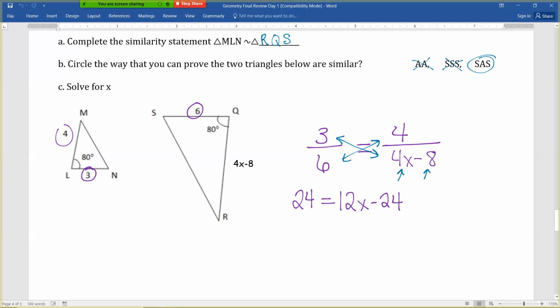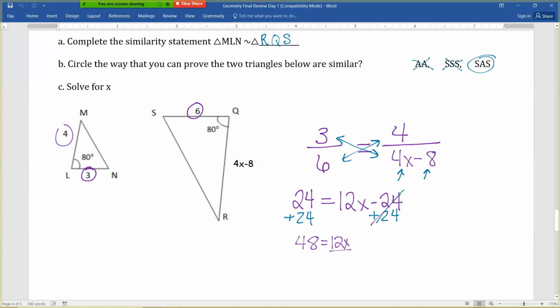Now in the past, I've had students want to cancel these 24s out. You can't cancel them out. They're on opposite sides of the equal sign, and they have opposite signs. So you're going to either add or subtract them to get them together. In this case, I would add 24 to move this one to this side, which really gives me positive 24 plus 24, which is 48. So now I have 48 equals 12x.